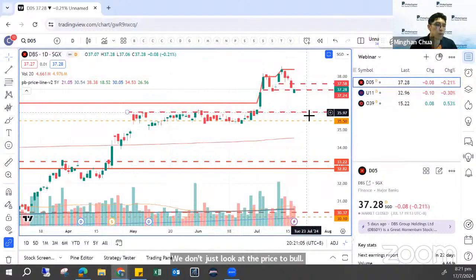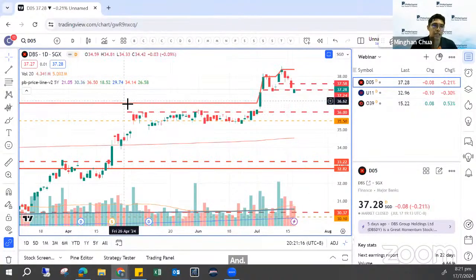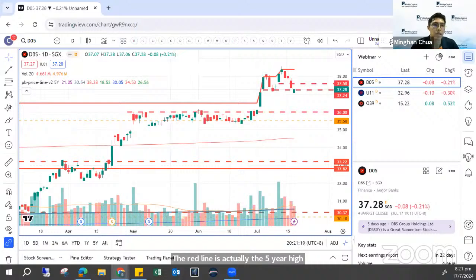So for the price to book ratio, we don't just look at the price to book, we look at the price to book price, meaning you are looking at the fundamentals of the company. The red line is actually the 5-year high. So instead of telling me the price to book is 1.5 or 1.8, what does it really mean when we are talking about the stock price? This indicator tells me what it really means. This is the 5-year high of the PB price line.